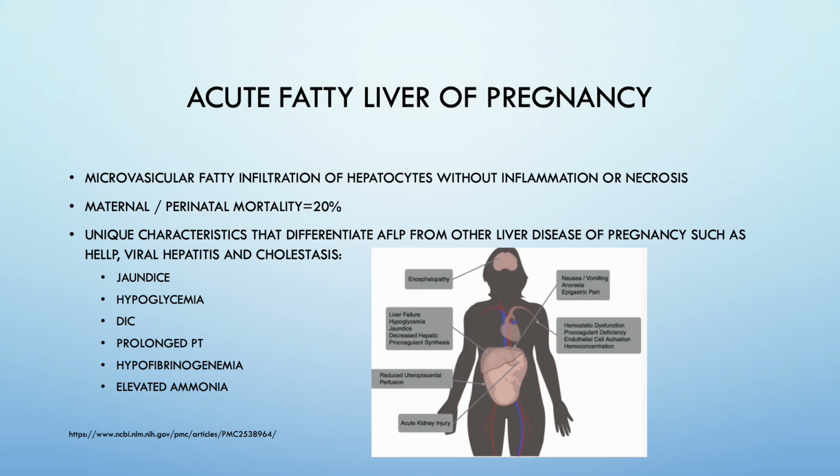And there are different decreases in synthetic hepatic function, which we don't often see in the other liver diseases of pregnancy. There are also other more vague symptoms such as anorexia and vague epigastric pain. Diagnosis of acute fatty liver of pregnancy early is incredibly important to limit the mortality for both the mother and the baby.